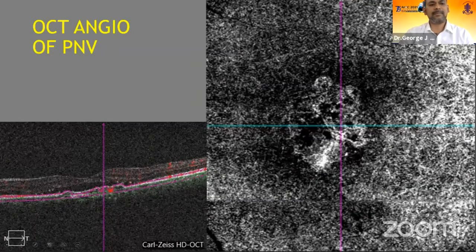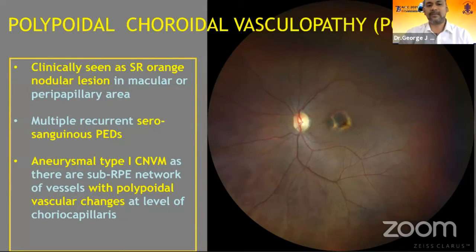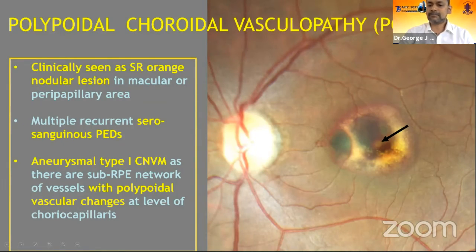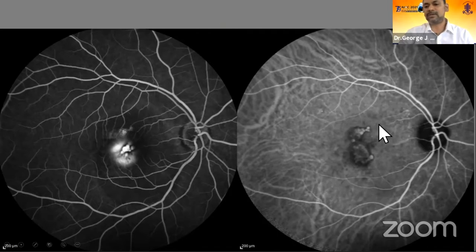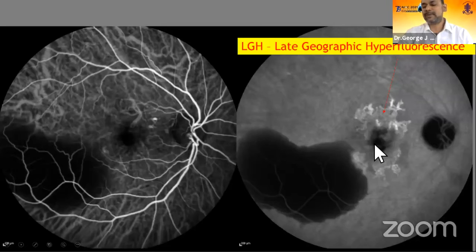So the last entity in the pachychoroid disease spectrum is PCV, or polypoidal choroidal vasculopathy. It is a serosanguinous maculopathy, clinically sometimes seen as orangish subretinal nodules, and ICG is the gold standard, picking up these early hyper nodules on ICG, usually in the first minute, and late leakage or late washout, and also a feature called late geographic hypercyanescence. This is specific to PCV, unlike neovascular AMD.